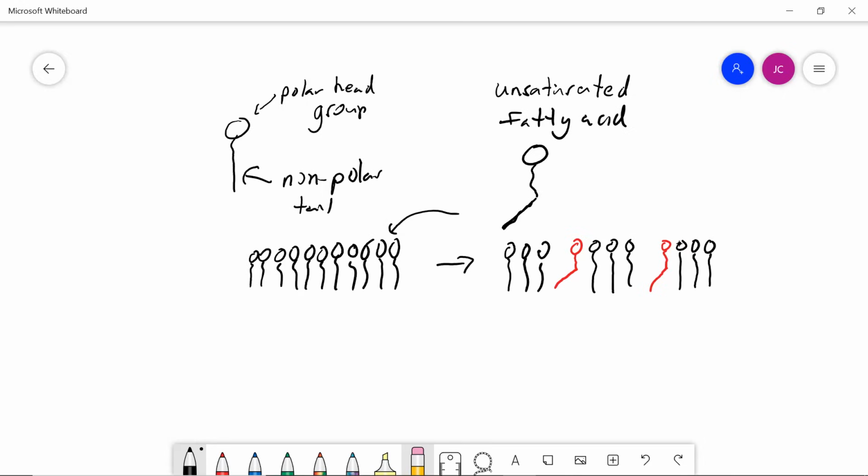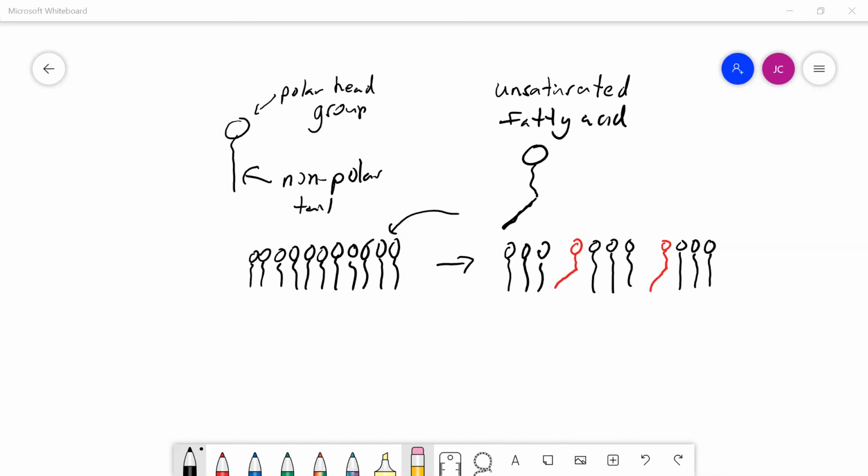And so this affects the melting temperature, the melting temperature of the lipids packed on each other, and that will ultimately affect what we talk about when we discuss membrane fluidity. All right, let me change back to the PowerPoint.